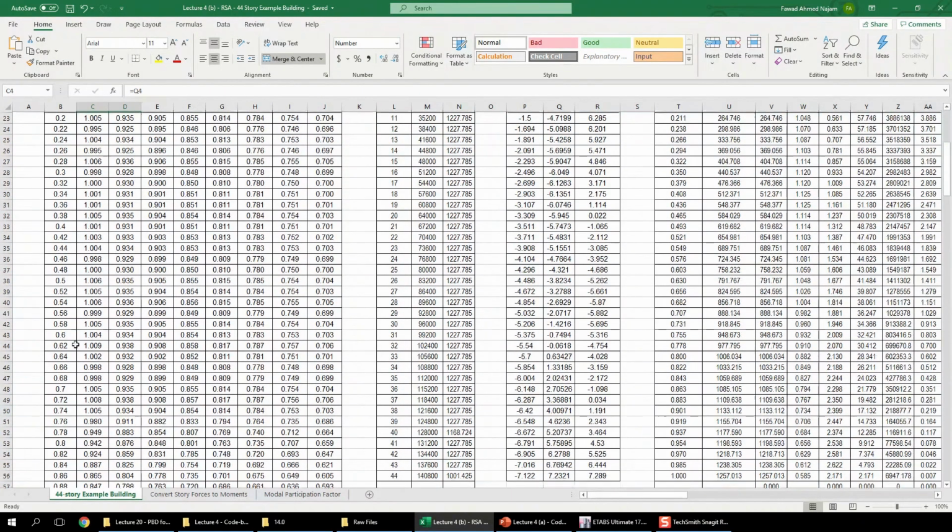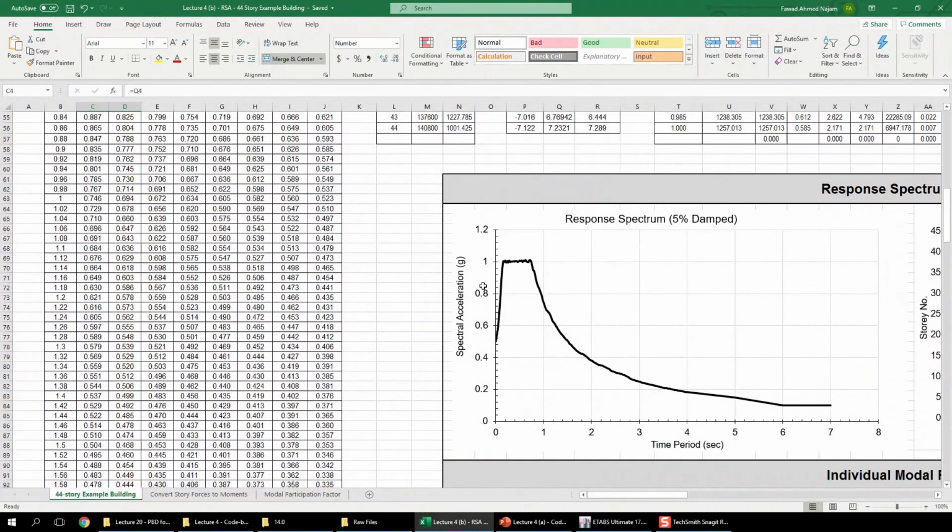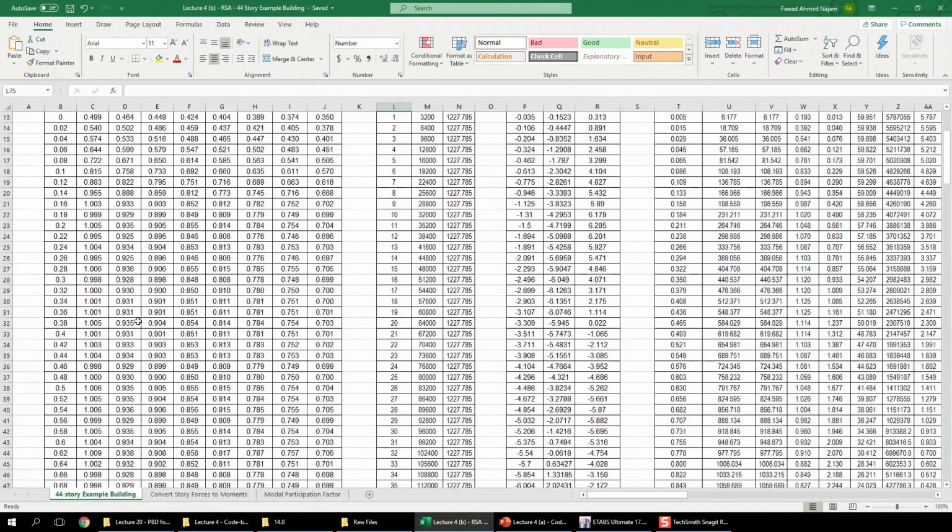So this is this spectrum, the first two columns, and I can show you here, this is the response spectrum, which is 5% damped, this one, and the same spectrum I have also defined in ETABS and performed the response spectrum analysis. So the results of this Excel sheet and the ETABS model are the same and compatible.